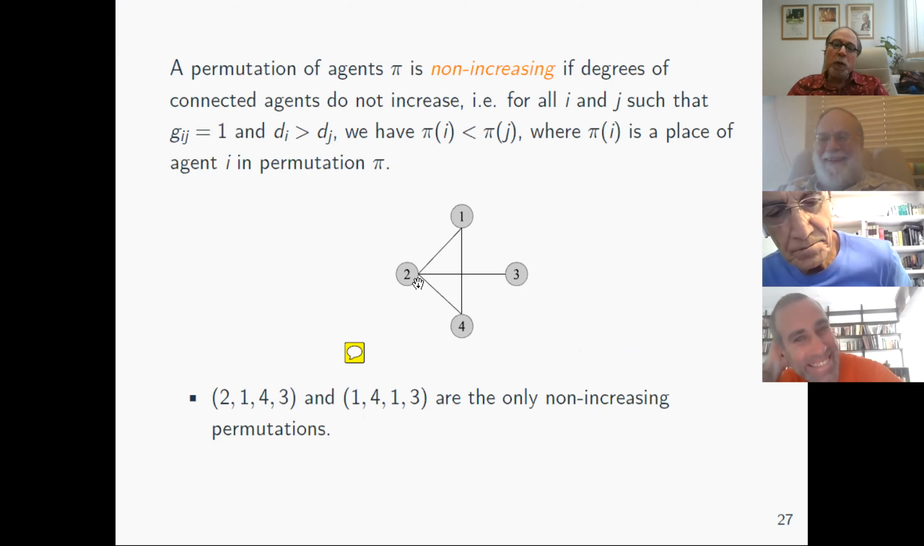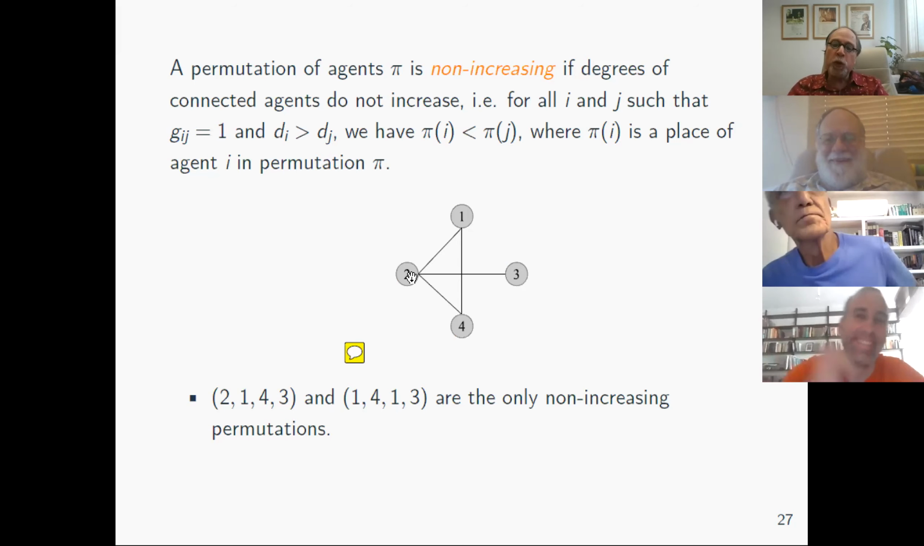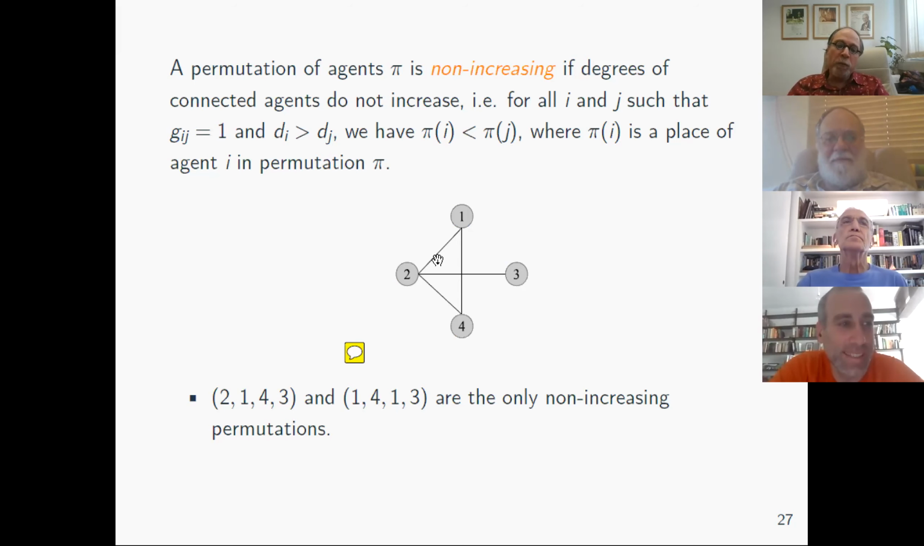There are two non-increasing permutations. In both of them, 2 is first. In one of them, 1 comes second, and in the other one, 4 comes second. And in both of them, 3 is last, because 3 has only one link. 1 and 4 have two links each, and 2 has three links.